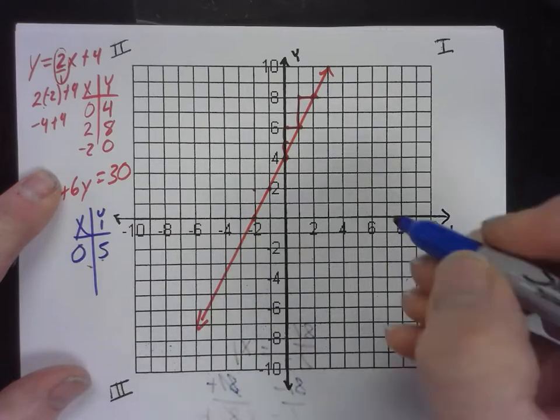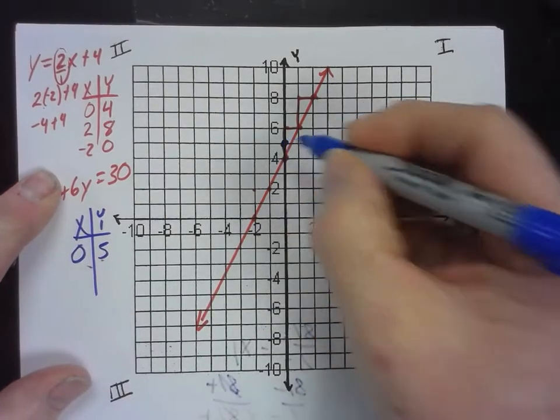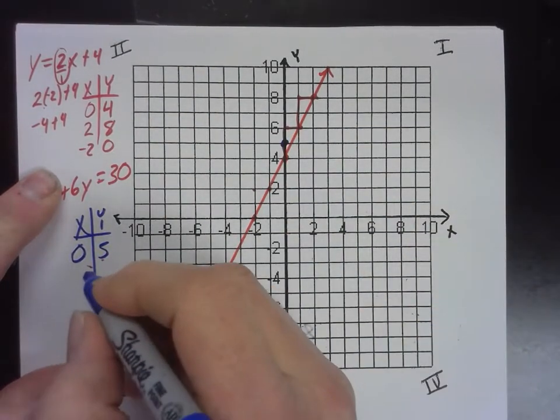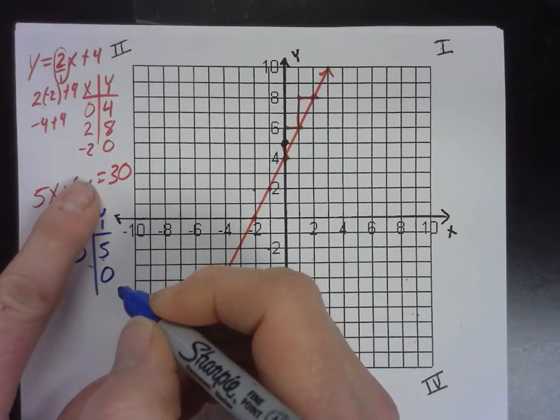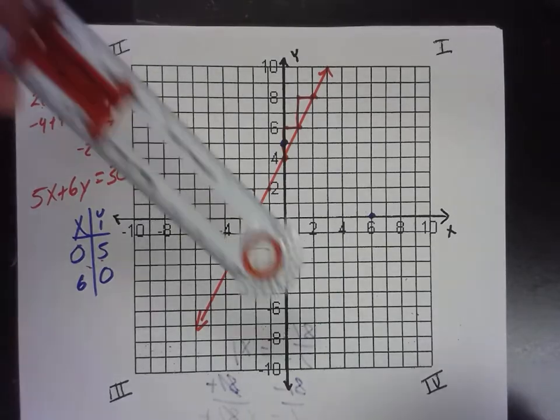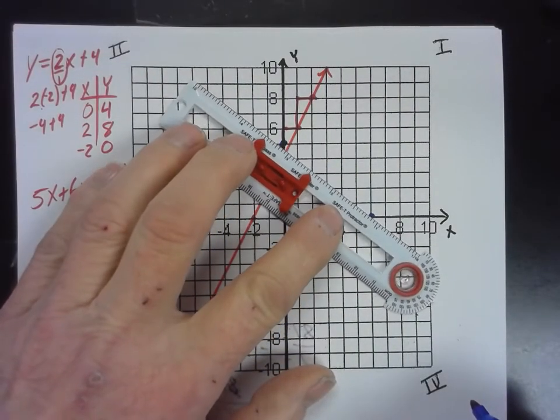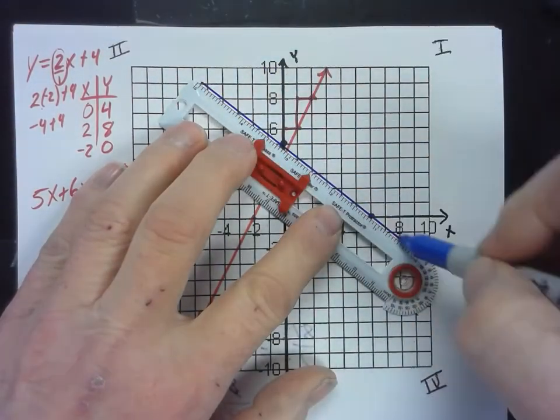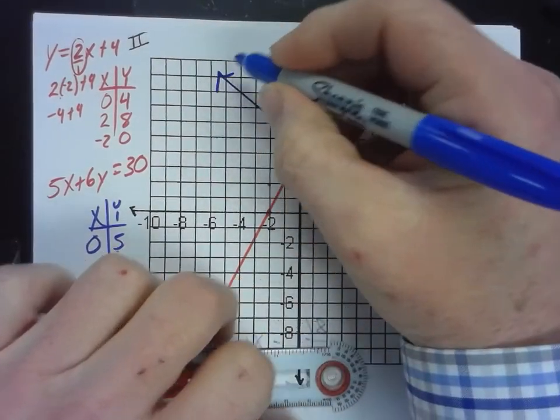Okay, so 0, 5. And then we can say, okay, what if y is 0? X is 6, so 6, 0. So even though it's in standard form, we can still come up with a couple of points, and we can still graph the line, can't we?